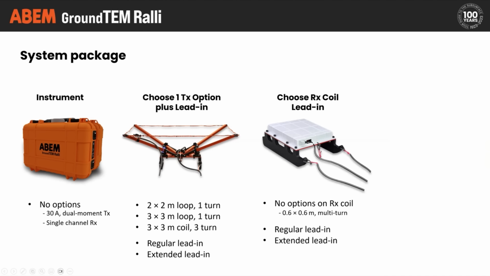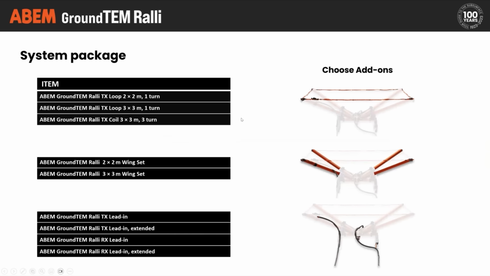Of course, you might want to have more than one option available to you. So of course you can add other accessories. So you can add additional transmitter loops, or you could add the other set of leading cables. If you, for example, had bought the 3x3 transmitter loop and you wanted to also add the smaller one, then you would need to also add into that the smaller wings, because the wings are designed to fit either the 3 or the 2 meter square that the transmitter configuration is designed to be.